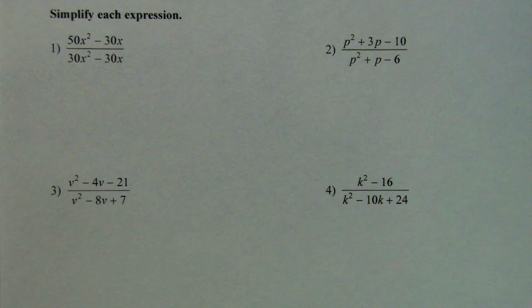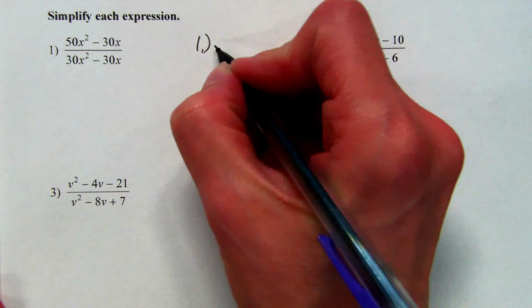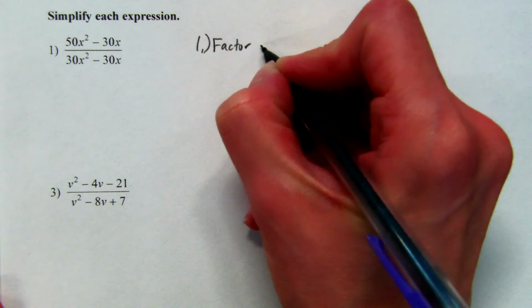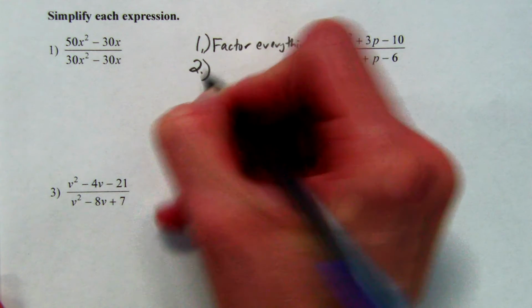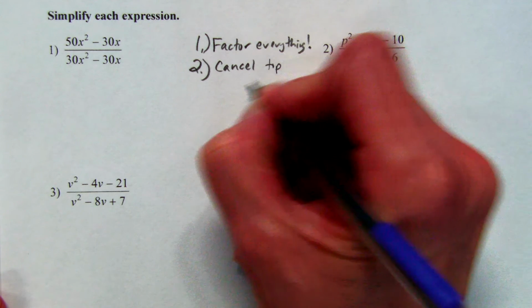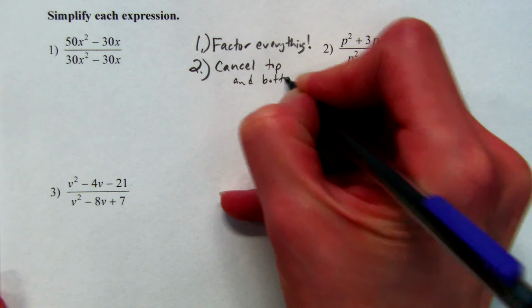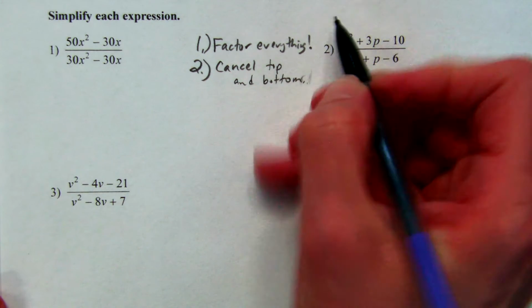All right, so we are going to simplify rational expressions today. Each of these is a fraction that has polynomials in the top and the bottom. And the two basic steps, which I'm going to write right here between number 1 and number 2: step 1 is to factor everything, exclamation point. And then number 2, cancel top and bottom.